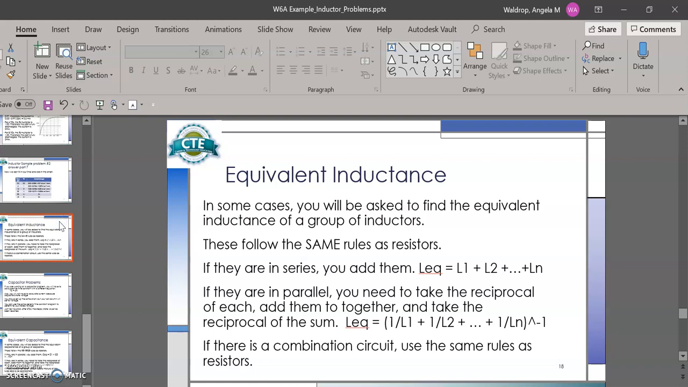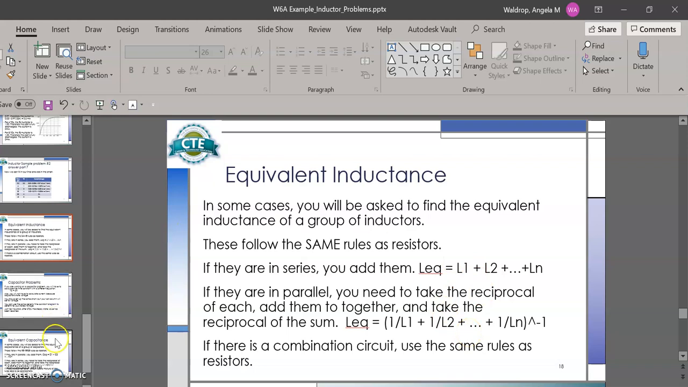Now, the only other thing I want to chat with you about is equivalent inductance very quickly and equivalent capacitance. In some cases, you're going to be asked to find the equivalent inductance of a group of inductors. These inductors follow the same rules as resistors. So if I have a set of inductors that are in series, I'm going to add them together. If I have a set of inductors that are in parallel, I need to take the reciprocal of each, add them up, and take the reciprocal of the sum. If it's a combination, we're going to use the same rules. So it might be a combination of these two rules.